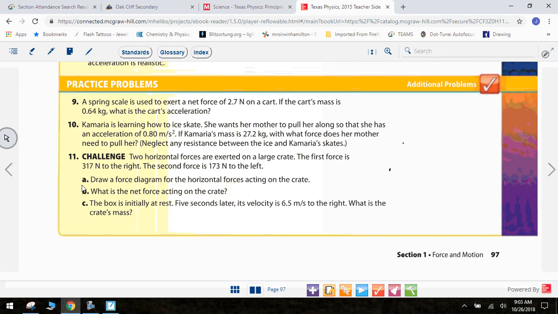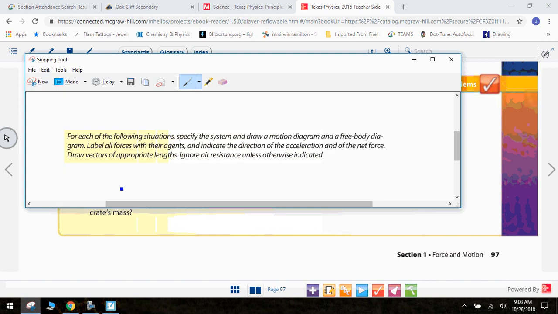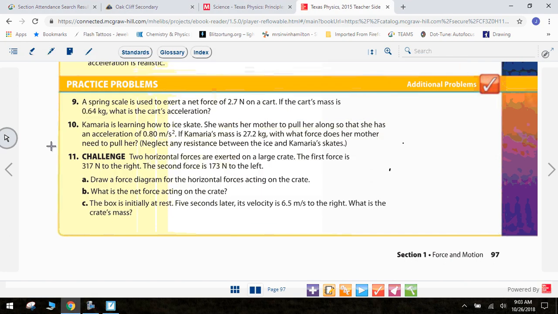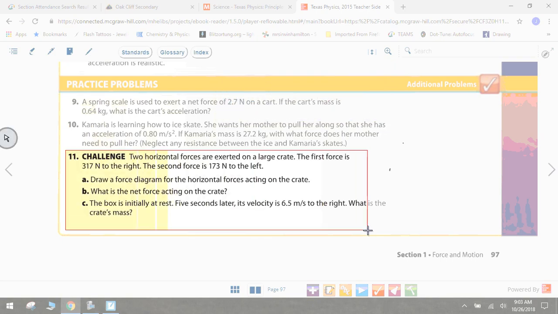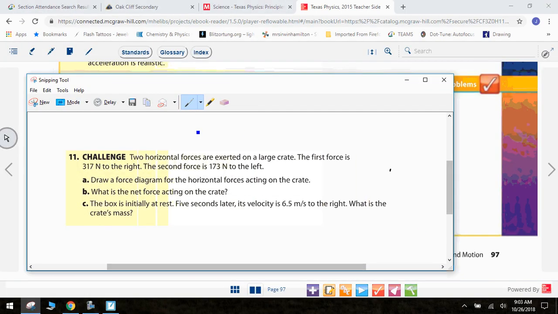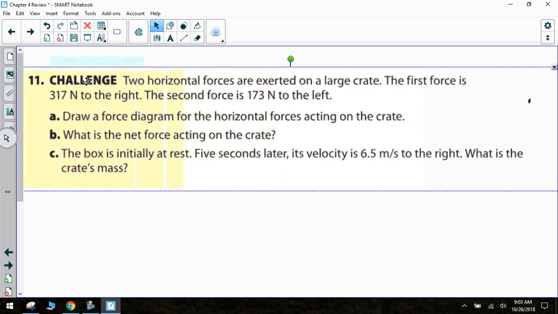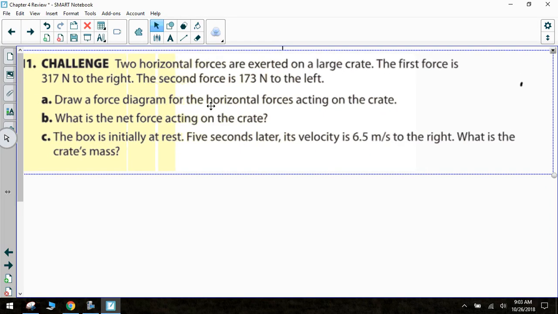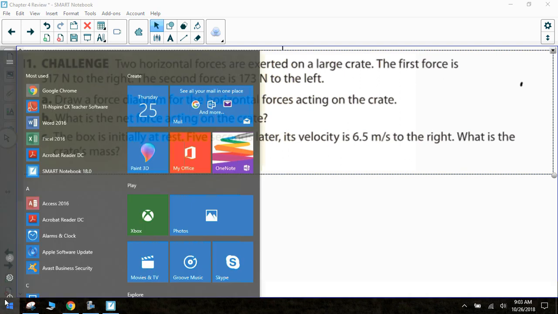All right, so someone asked to look at number 11. So number 11 is pretty good, because number 11 is one of those ones that combines the things from chapter 3 with the things from chapter 4. And I told you that I'm going to do that on the test, right? Yeah.